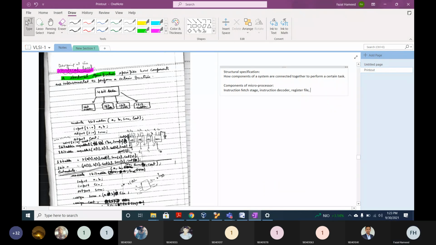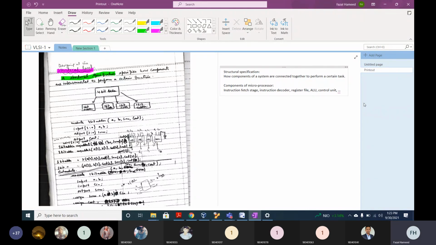Control unit, ALU, control unit. If you say how a microprocessor is realized, these are different components, and many more components. So the structural specification is how these components are interconnected together, which is required to perform the task of the microprocessor.